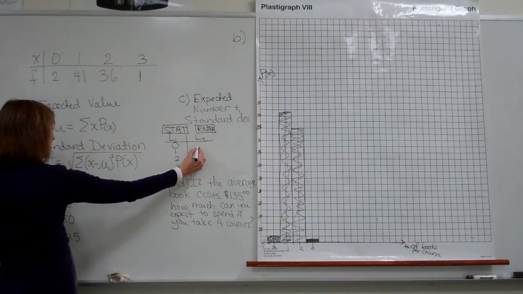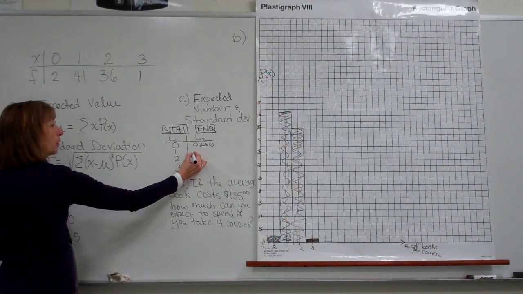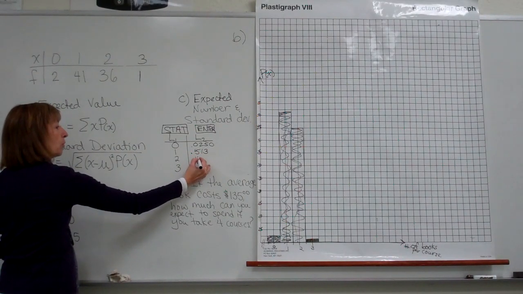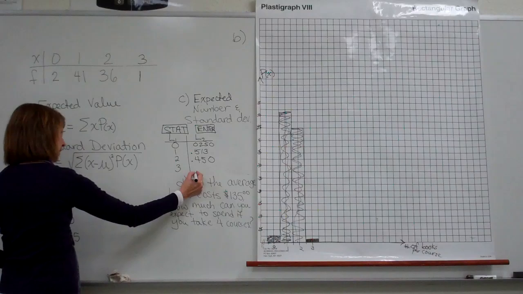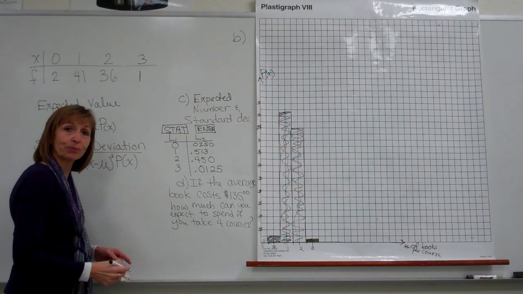So here we would put 0, 1, 2, and 3 in our list 1, and we would put our probabilities, our 0.0250, our 0.513, 0.450, and 0.0125 in our list 2.